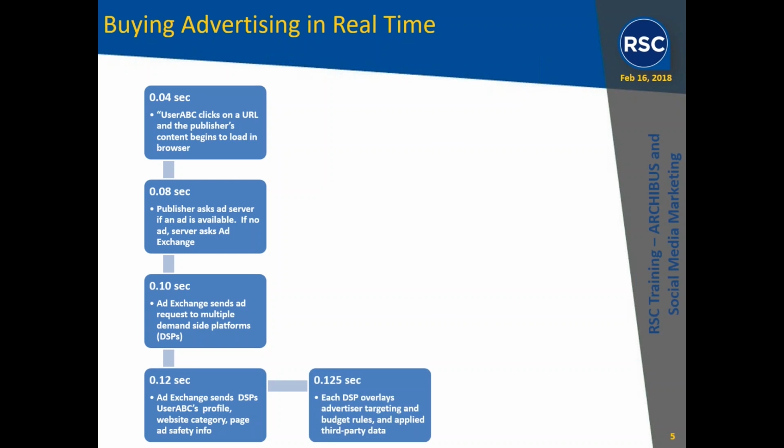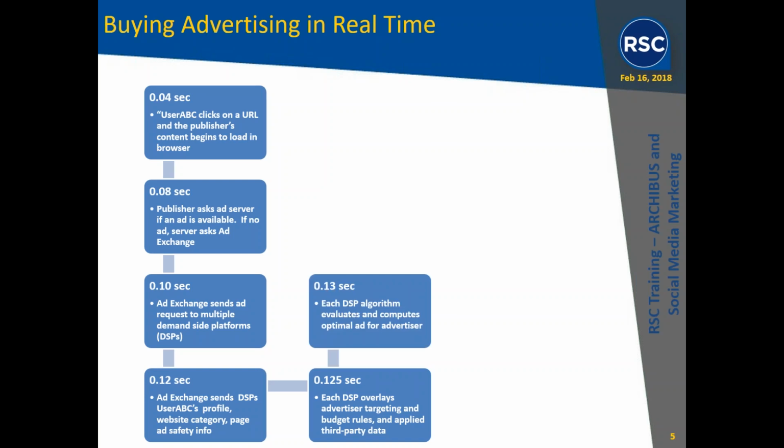At 0.125 seconds, each DSP overlays their advertiser targeting and budget rules and applies third-party data. So they might know more about you than the ad exchange does. Maybe they've seen you before and they know that you happen to be Todd Forsyth. All the ad exchange might know is your IP address, but they look at that IP address and go, aha, that guy has clicked through on our Harry Potter World ad before, we want him.